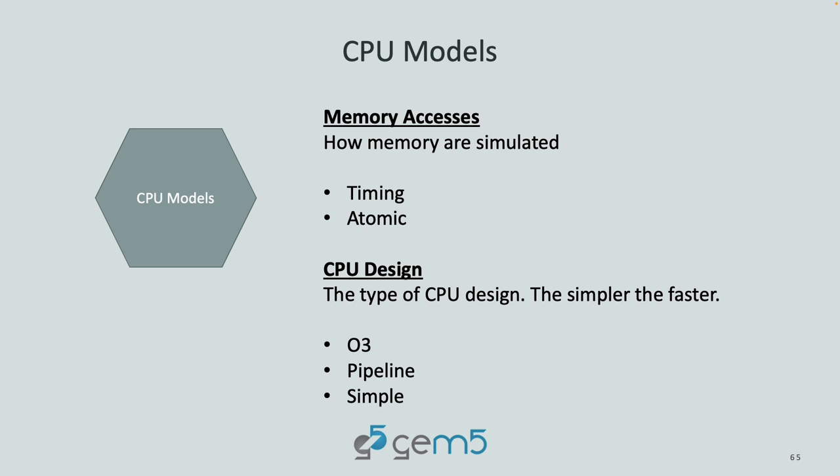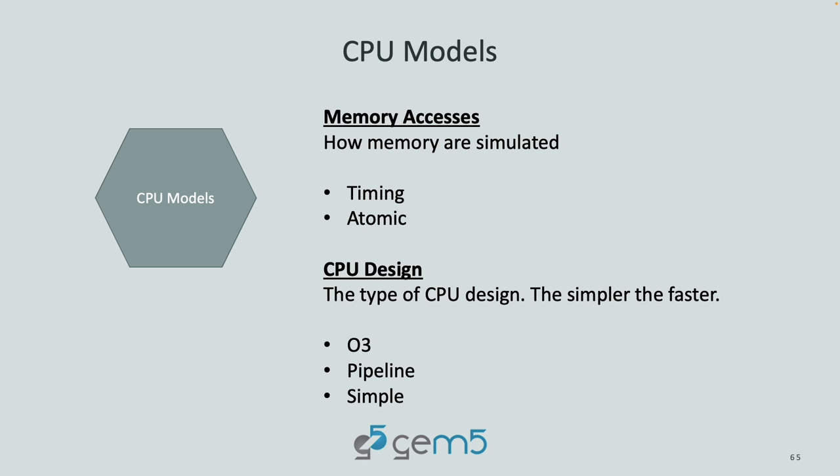But I think all you need to keep in mind here is timing. Timing is simulating the memory accesses. Atomic isn't. Again, if you're just speeding over an area of code, you don't care about gathering data, Atomic's fine, and we strongly recommend it. But be careful. If you're using Atomic in SE mode, you're basically not simulating anything sometimes.